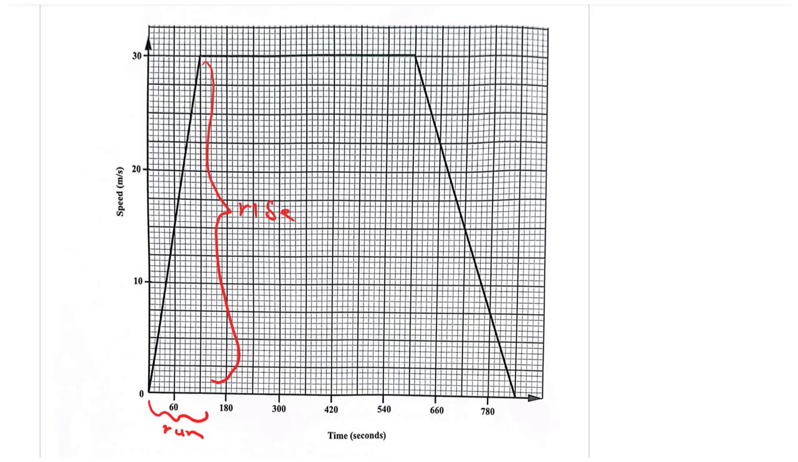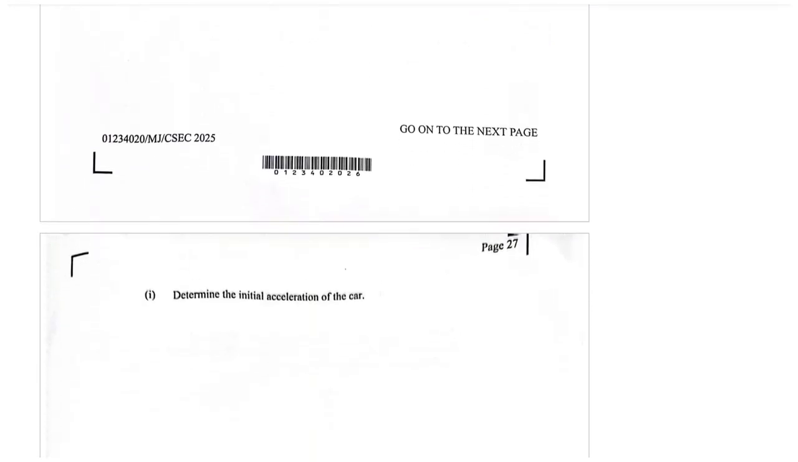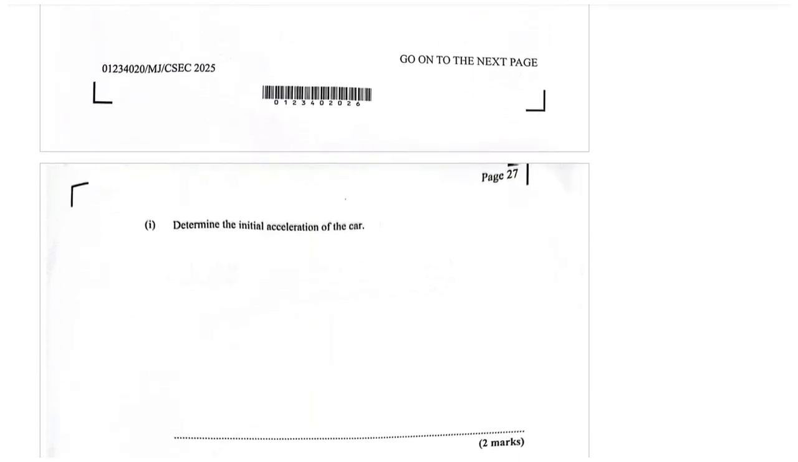Now we can count the number of squares for the rise, and it is 1, 2, 3, 4, 5, 6, 7, 8, 9, 10, 11, 12. So the rise is 12 and the run is going to be 2. So the initial acceleration is going to be 12 over 2, which is 6 meters per second squared. Let's go down here. The initial acceleration of the car is going to be 12 over 2, which is equal to 6 meters per second squared.